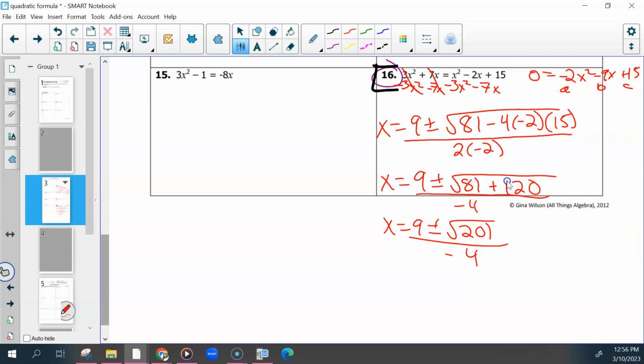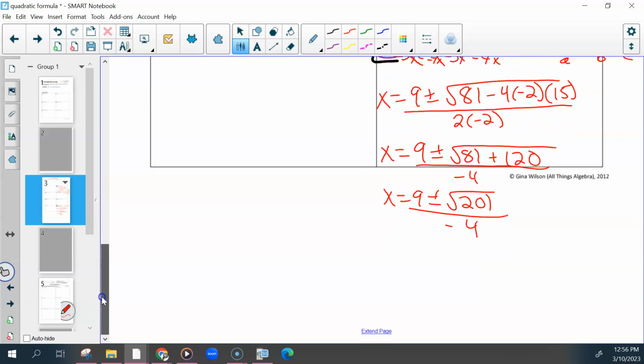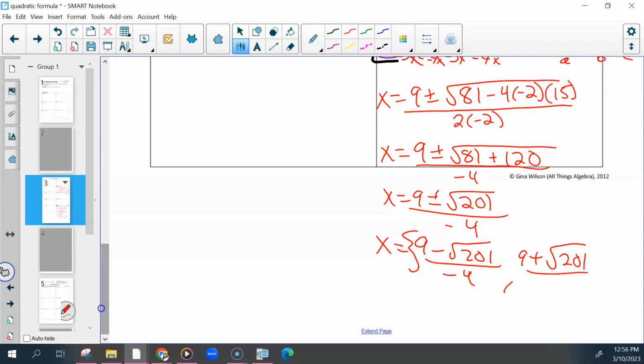Is 201 a perfect square? No. So we would separate this as 9, curly brackets, 9 minus the square root of 201 all over negative 4, and 9 plus the square root of 201 all over negative 4. Questions on that, or any other questions we want to see, go over, have questions about?